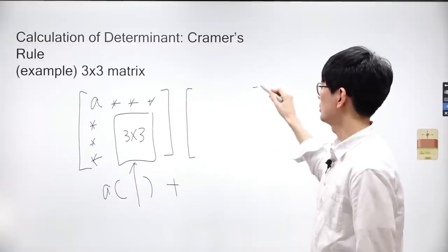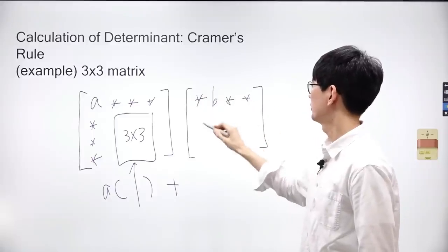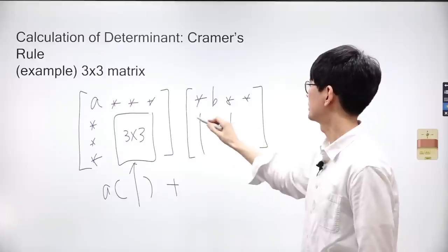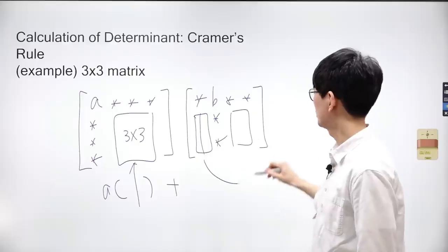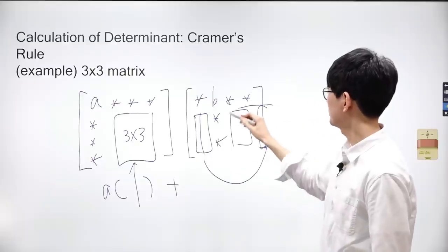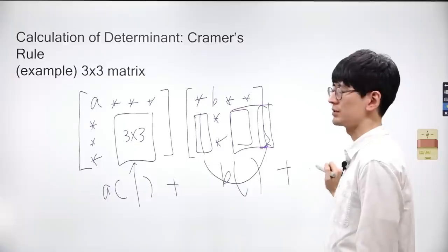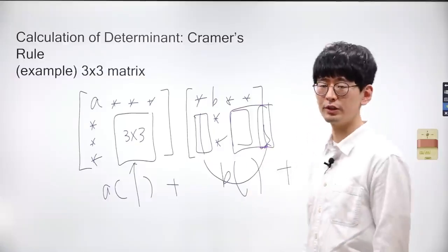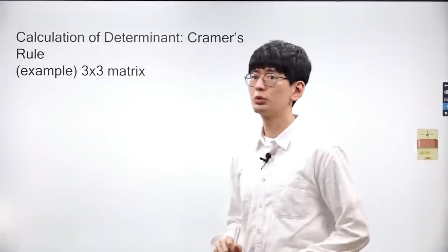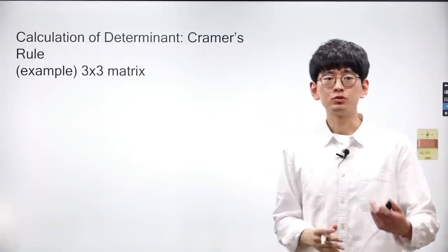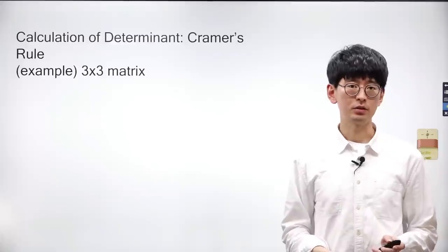The second component contains B and the remaining 3x3 matrix. The remaining 3x3 matrix can be constructed like this. Then we multiply B by the determinant of the 3x3 matrix. This process is repeated for each column, and the results are summed up. In most cases, you don't need to perform this calculation by hand, so it's more important to understand the process rather than memorize it for practical applications.